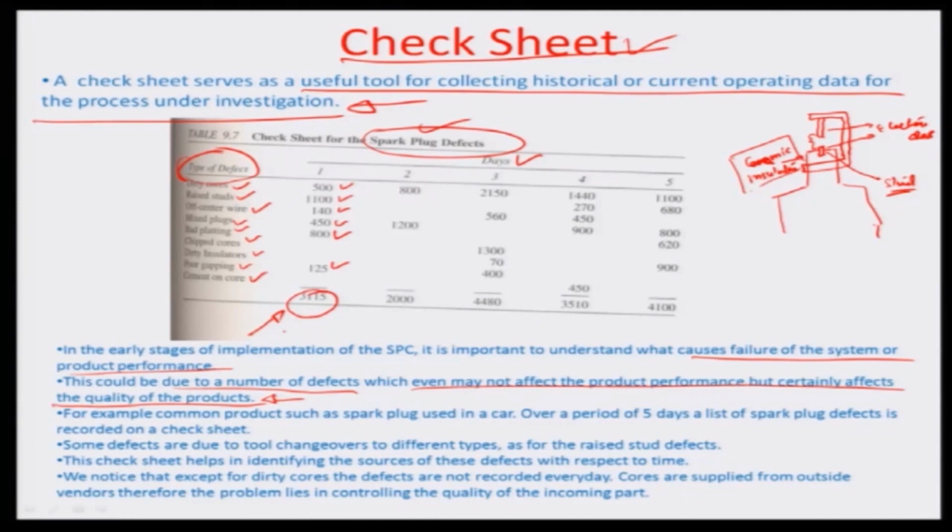So similarly you have similar kind of defects recorded in day 2, day 3, 4 and 5, and you may be seeing that on certain days there is some kind of a pattern here, that the raised studs are typically there on day 1 and this most on day 1 probably, and then on day 4 to some extent, and then day 5 to some other extent.